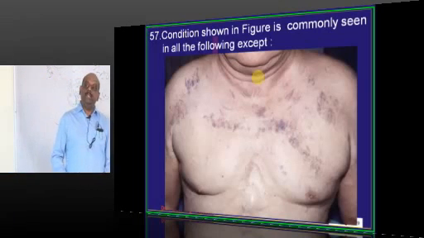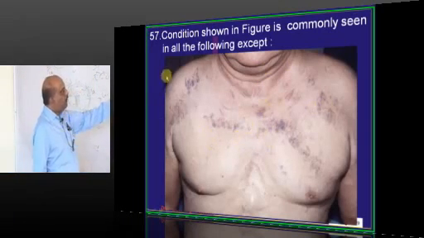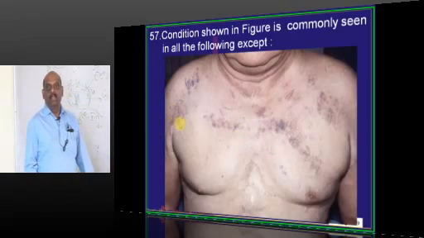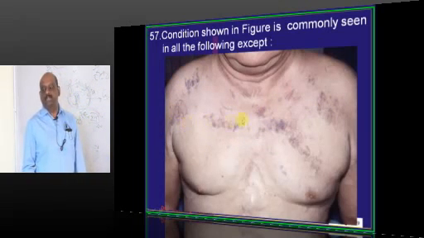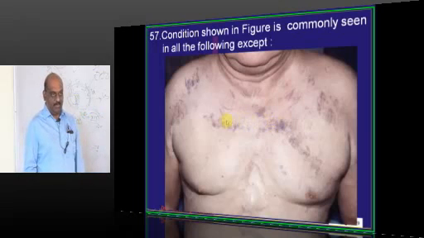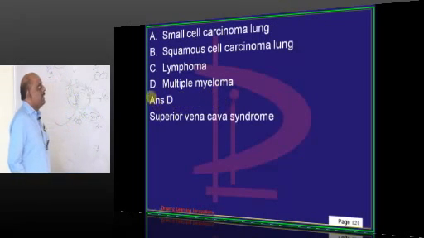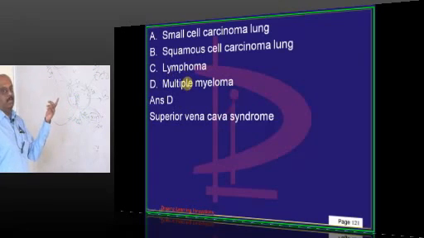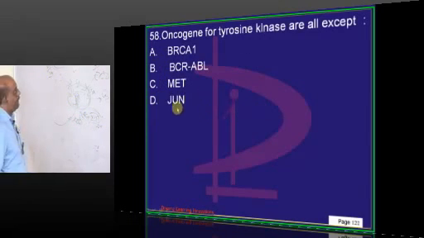Now what you are seeing is the presence of a lot of collateral vessels in the front of the chest, which is typically seen in superior vena cava syndrome. So it is seen in lymphoma, squamous cell carcinoma and even small cell carcinoma, but not in multiple myeloma.